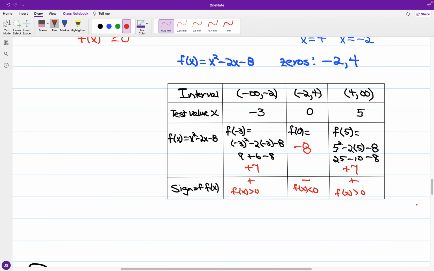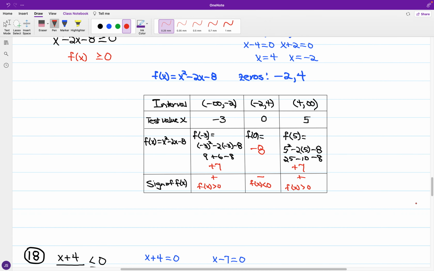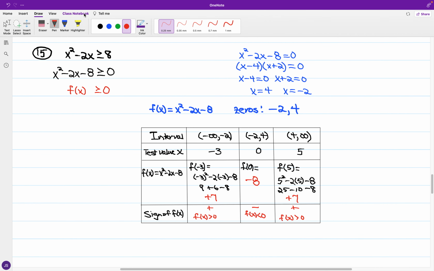Okay, so bringing it all back. We started out with x squared minus 2x is greater than or equal to 8, which carried over to x squared minus 2x minus 8 is greater than or equal to 0.